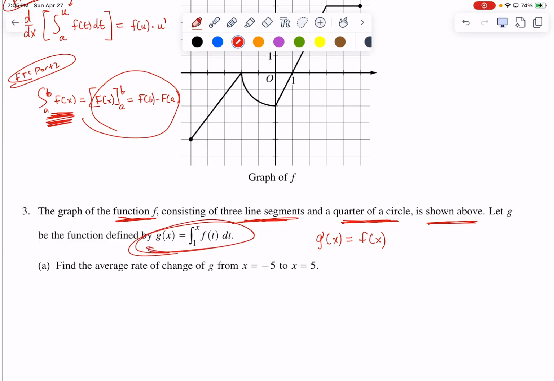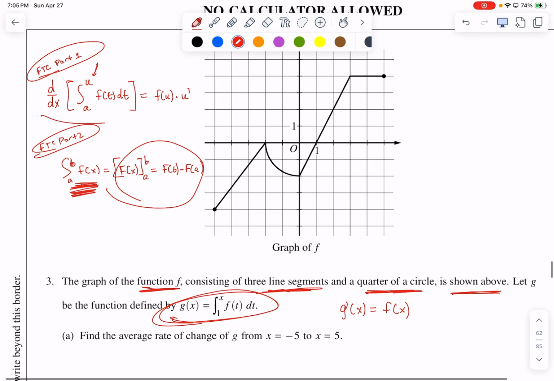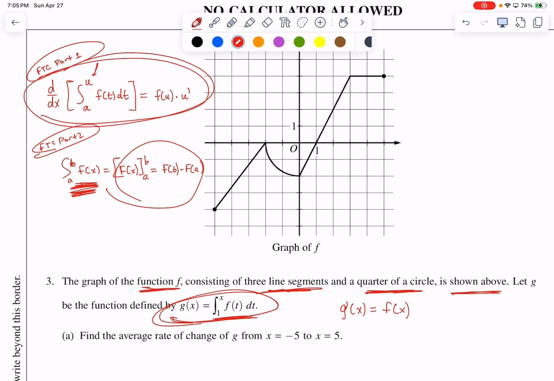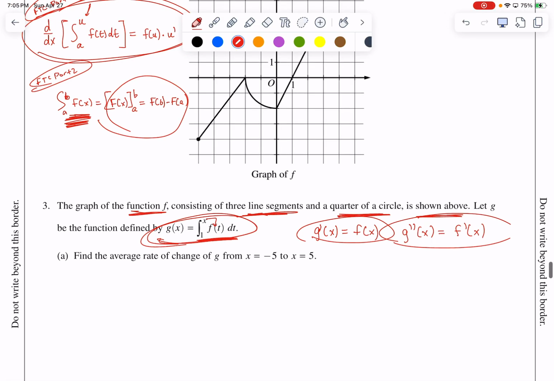The derivative of g of x, look, FTC part 1. When you take the derivative of the accumulation function, you just plug x in. So it's just f of x. What would g double prime be? I guarantee you we're going to use it. f prime of x. That's going to be your derivative. That's going to be your second derivative. You can only do it symbolically. Which means when I do the second derivative of g, I'm going to look at the what of f? When I do the second derivative of g, what am I going to look at on f? The slopes. Very good.